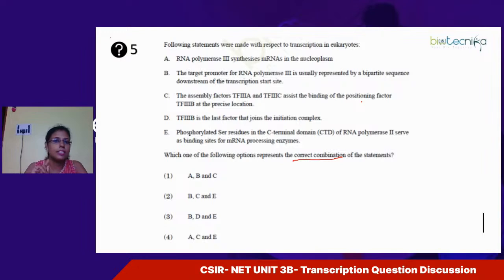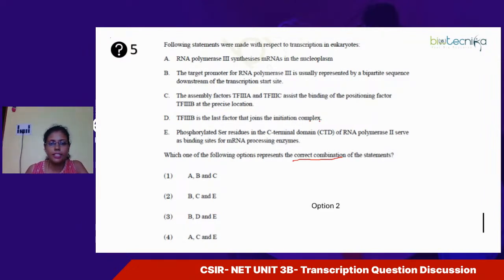So when you're studying transcription, do go through the initiation of polymerase 1 and 3 also along with polymerase 2. Now polymerase 2, everyone knows that. The transcription factors, how they are coming, in what sequence, what they are doing, everyone knows that. But polymerase 1 and 3 are also important because the CSIR asks questions from this. You don't have to go into the very details, but just the promoter sequence, which factor is coming and binding where. That much will be enough.